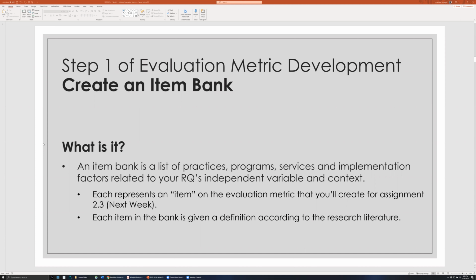So you're going to create an item bank, right? This is what we just saw on that previous slide. So what is an item bank? An item bank is a list of practices, programs, services, and implementation factors, as I've been talking about, that are related to your independent variable. I know I'm just rehashing this, but getting that clear in our minds will make it easier as we start to identify and build these out. Each of the practices represents an item that's going to become a question in your 2.3 organizer next week. And each item in the bank is given a definition according to the research literature.